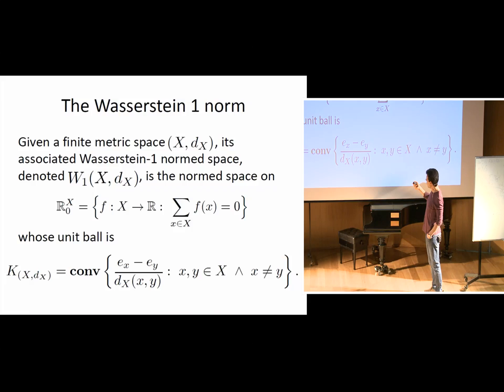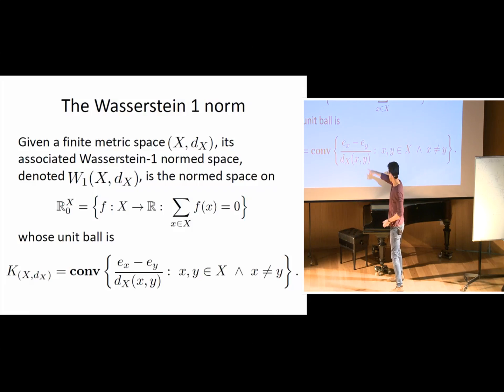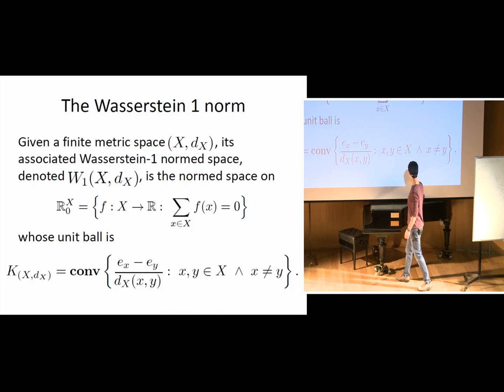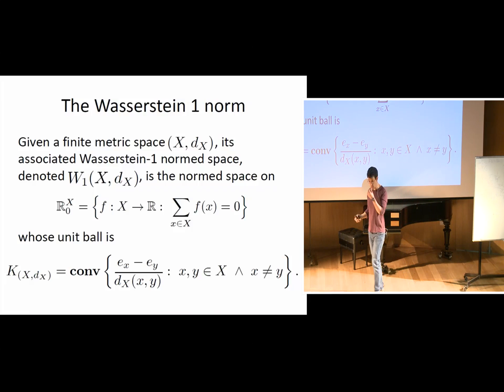It's a norm space on R^X_0, so all the functions from X to R. It's a finite space, so it's just R^n, that sum up to 0. This is the hyperplane of all the vectors that sum up to 0. And here is the unit ball of the norm. e_x is just the indicator vector, so it has 1 in the coordinate x and 0 elsewhere. So just look at all the vectors (e_x minus e_y) over d(x,y), and take the convex hull. Look at this polytope. That's a centrally symmetric convex body. Take the norm coming from this.